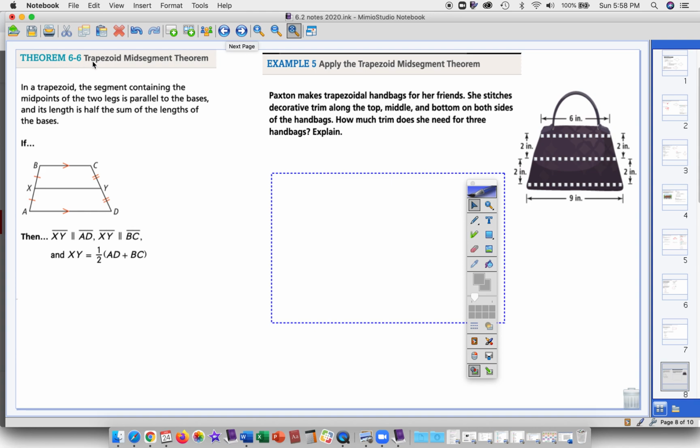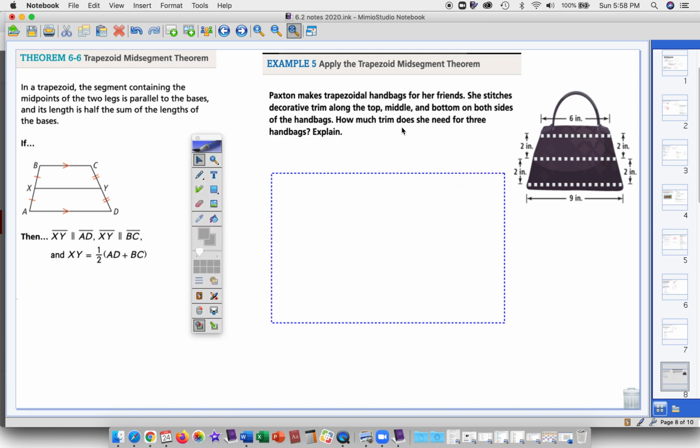So theorem 6.6 is the trapezoid midsegment theorem. In a trapezoid, the segment containing the midpoints, X and Y, of the two legs is parallel to the bases. So all three of these segments are parallel. And its length is half the sum of the lengths of the bases. So you could think of it as the average of the two parallel sides.